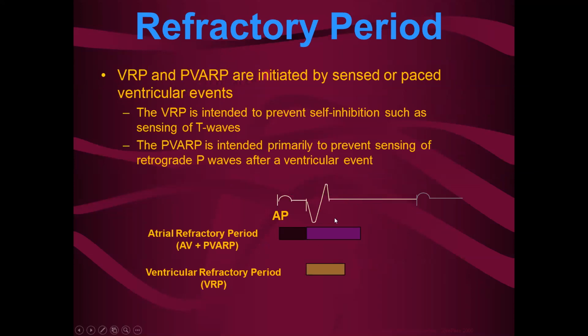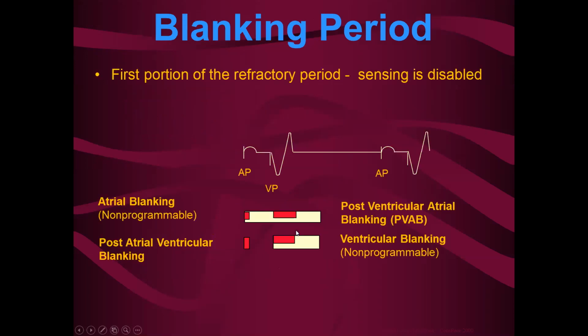The refractory period: there are many more refractory periods in a dual chamber pacemaker. There's refractory in the ventricle, there's refractory in the atrium. There's also a refractory in the atrium that's started by a ventricular event. This is called PVARP. The atrial refractory period is the AV plus the PVARP. PVARP stands for post-ventricular atrial refractory period. And similarly, each of the refractory periods has at its initial portion the blanking period as well.